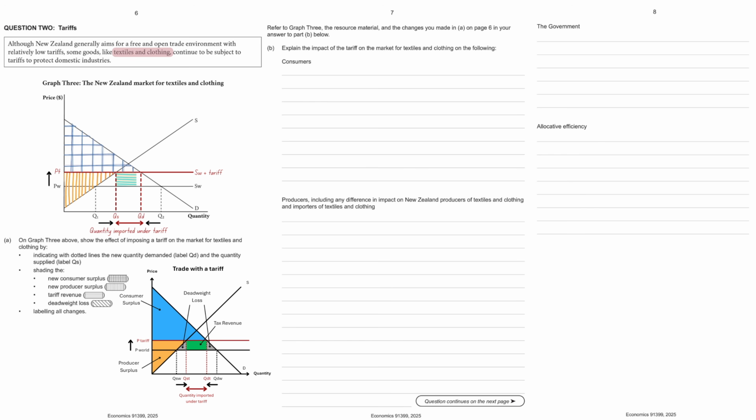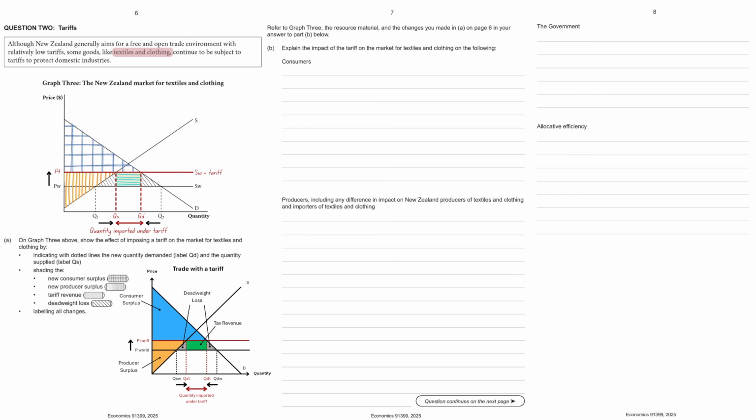Tariff revenue is this box here. So this tells us the quantity that was imported under the tariff and the amount of the tariff, the dollar value. So that is the distance between PW and PT. So therefore it ends up being this box here. This is the amount that the New Zealand government receives when the tariff is implemented. If you add up all the textiles and clothes that people buy from overseas, the imports, and the tax that they pay on those, then that's going to be this box here, the tariff revenue.